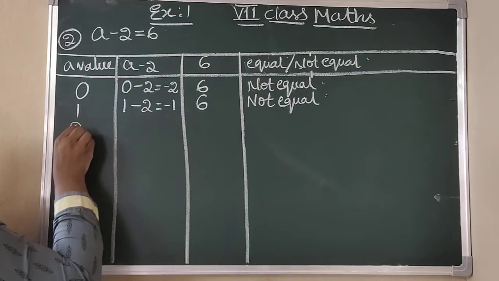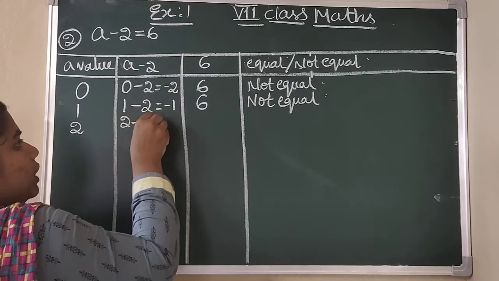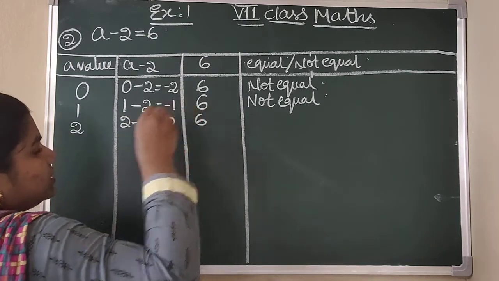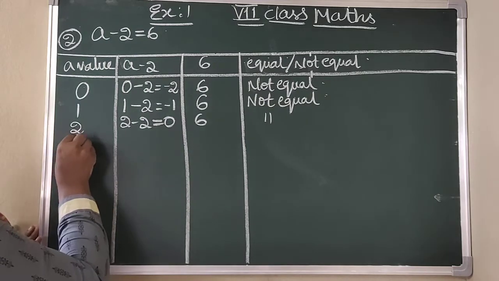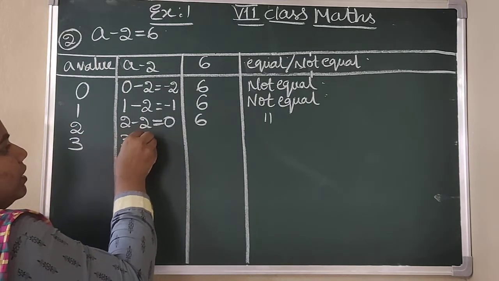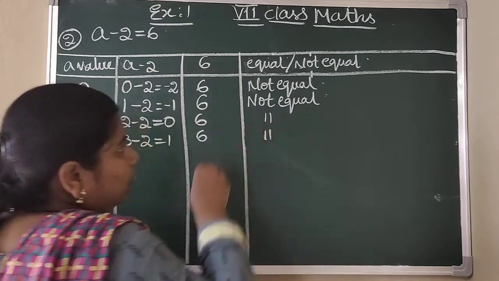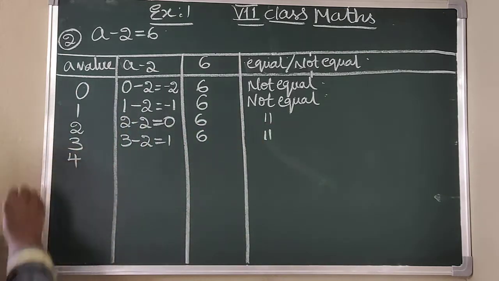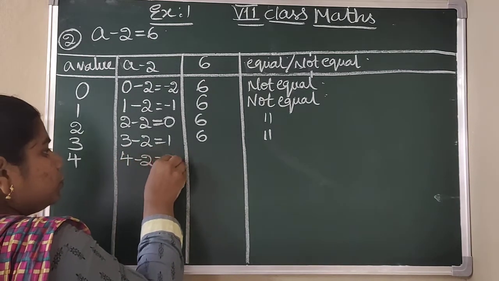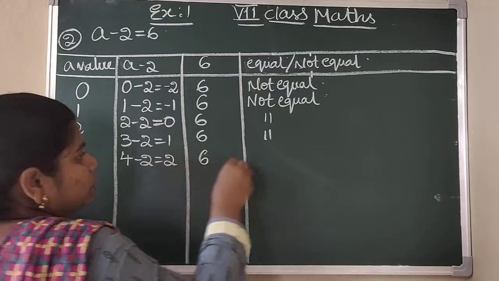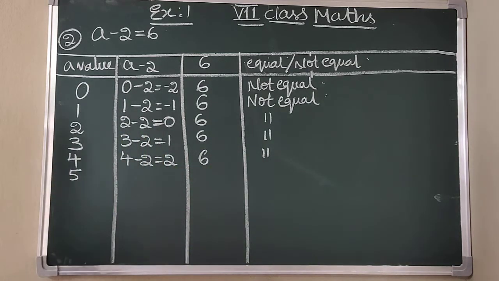Next I am substituting 2. So 2 minus 2 will be equal to how much? 0. So 6 is not equal to 0. Again not equal. Next I am substituting 3. So 3 minus 2 equals 1. 1 is not equal to 6. Again not equal. Next 4 we have to substitute. That is 4 minus 2 equals 2. So 2 is not equal to 6. Again not equal.